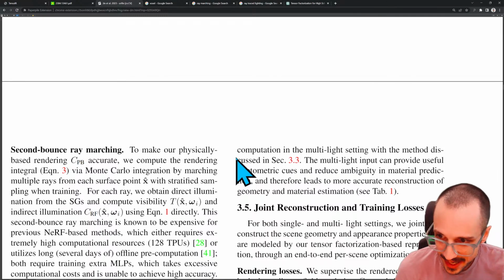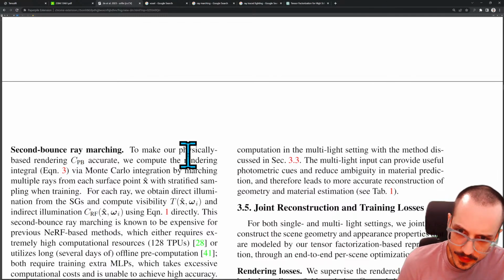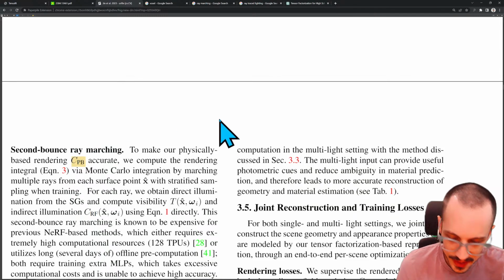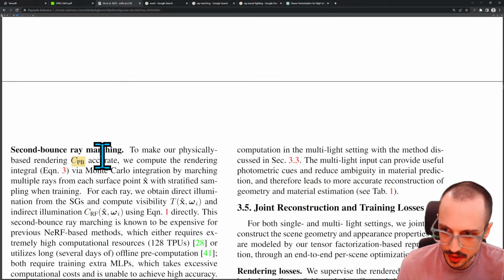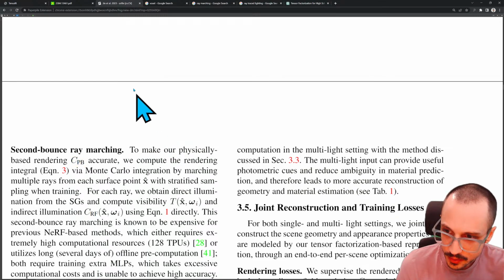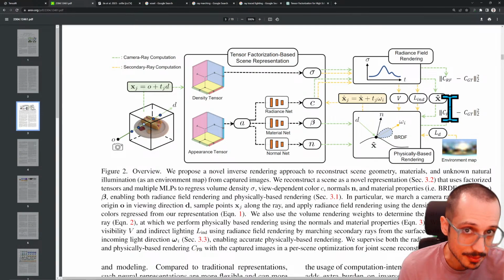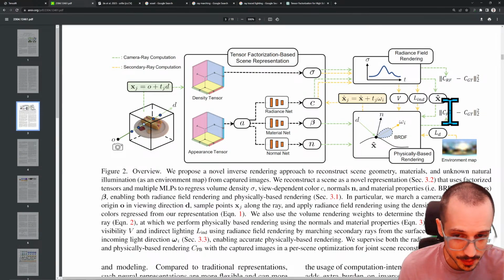Okay, second bounce ray marching. To make our physically based rendering CPB accurate, so this is the color that comes out of the physically based rendering, right? So you're going to get two colors here. You're going to get the color that comes out of the NeRF, which is CRF, and then you're going to get the color that comes out of the physically based rendering, CPB. So these should be the same, right? Ideally, CRF and CPB would be the same exact thing, and they should both be as close as possible to CGT, which is the ground truth.